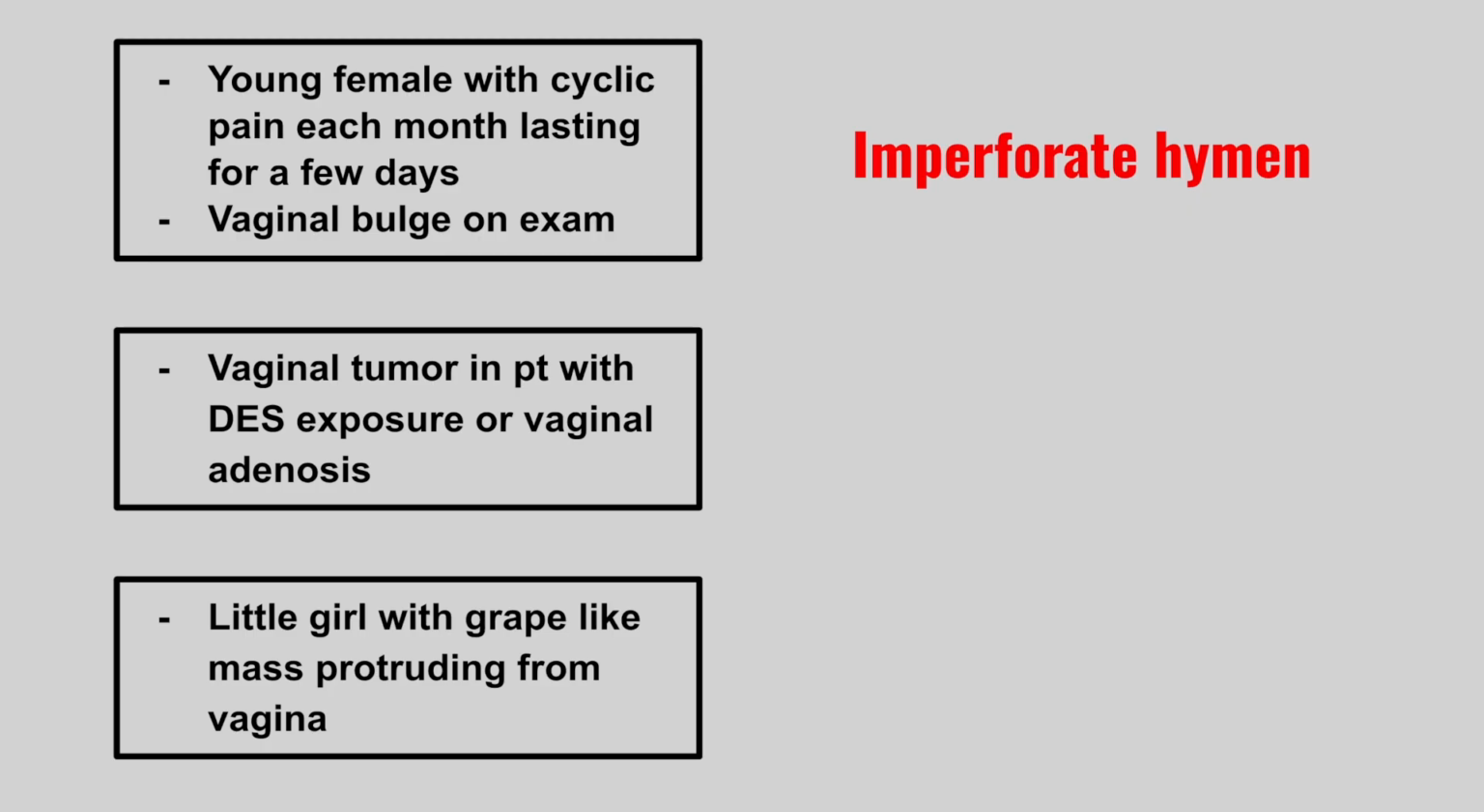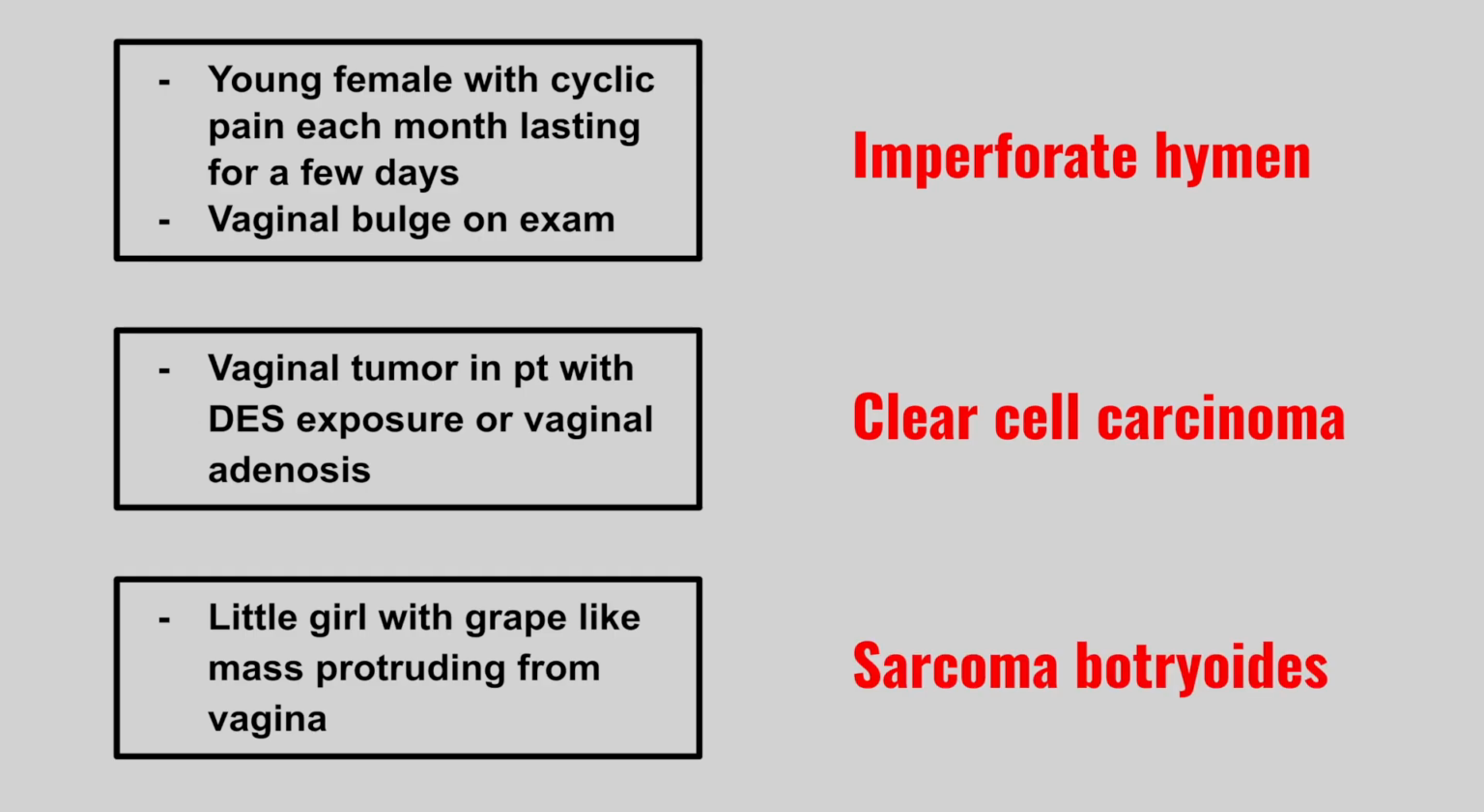Next, we're going to have a vaginal tumor in a patient with DES exposure or vaginal adenosis. This is clear cell carcinoma. Next, we're going to have a little girl with a grape-like mass protruding from the vagina. So this is sarcoma botryoides.